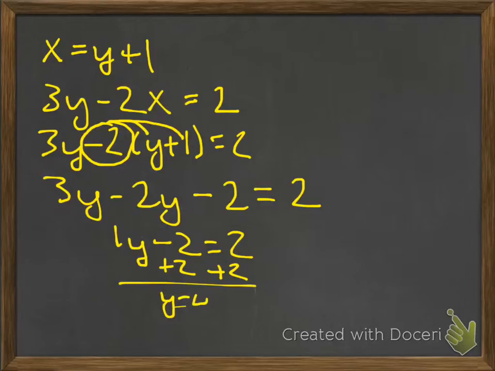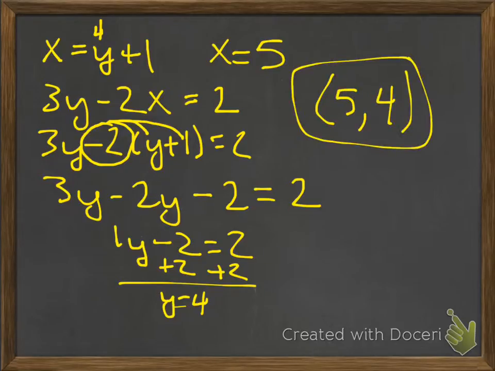Y equals 4. And then now you got to find that x. What's 4 plus 1? So x equals 5. So you have to solve it, or can you just put the answer? I don't understand what you mean by that.